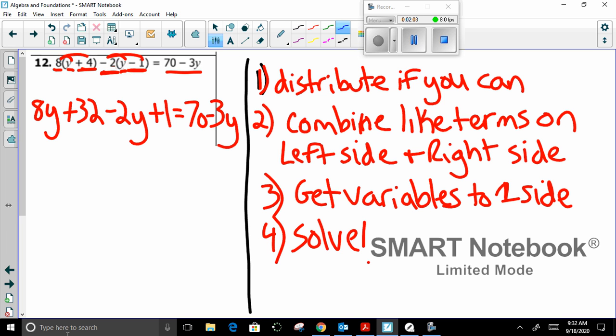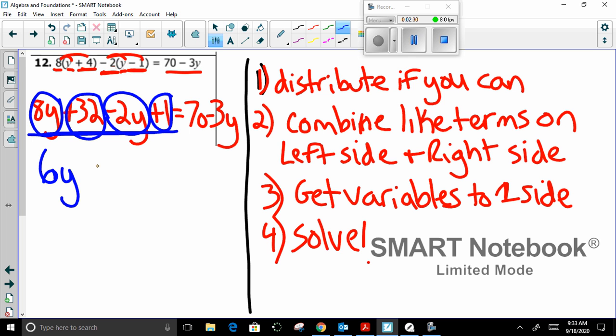All right, now we want to go ahead and combine like terms on the left side and the right side, if you have any. Now look at this left side. Do I have any like terms on the left side? And it looks to me like I do. Y's with y, so 8y minus 2y is 6y. Remember, when they're on the same side together, you do what it says. And then my constant numbers, positive 32 plus 1 would be 33. And the right side has no like terms, so just leave it.